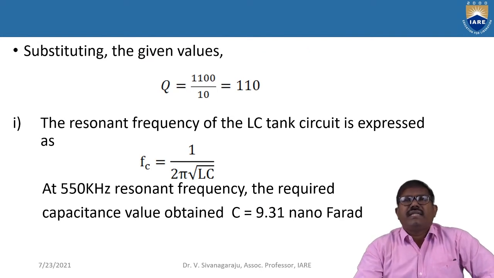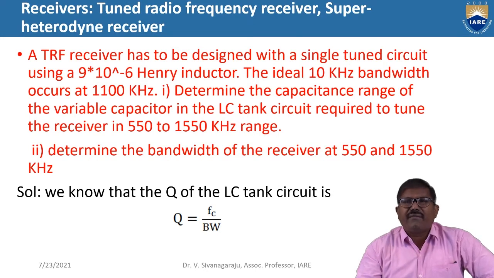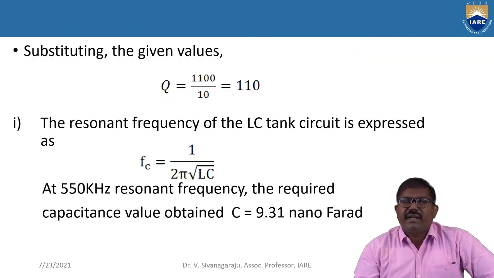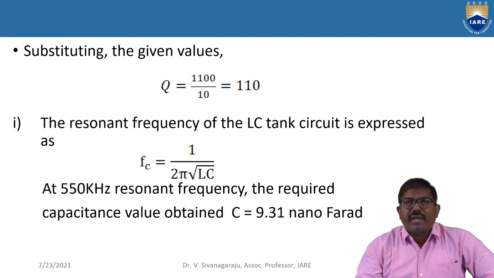So we are going to substitute the given values. We get the Q. So the Q value we get is 110. Why? Because here Q is equal to FC by bandwidth. So here FC is taken as 1100 kilohertz and the bandwidth is given as 10 kHz. So that's why 1100 kilohertz divided by 10 kilohertz, you get Q equal to 110.